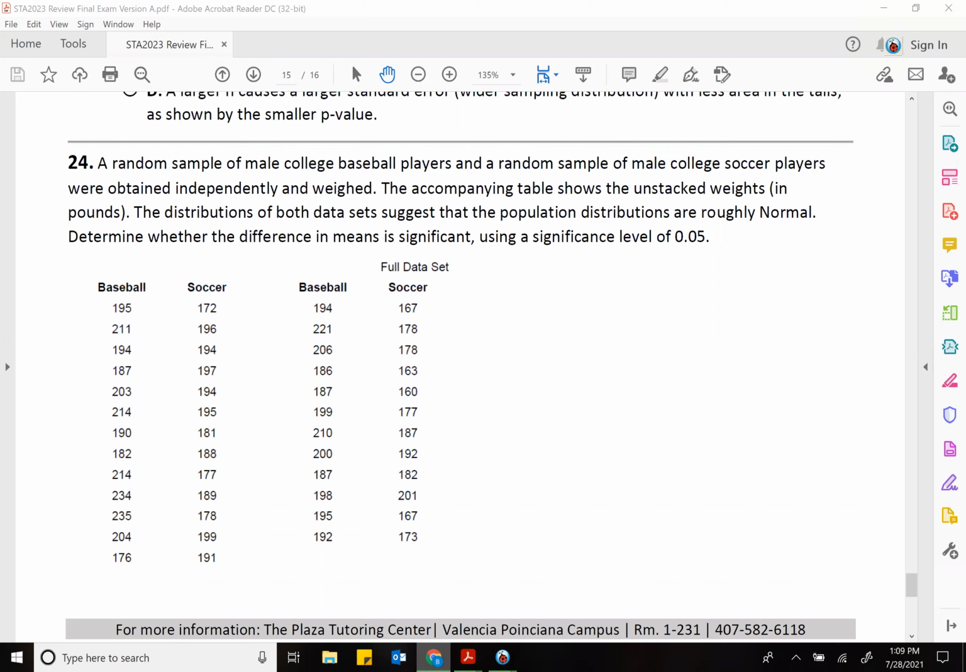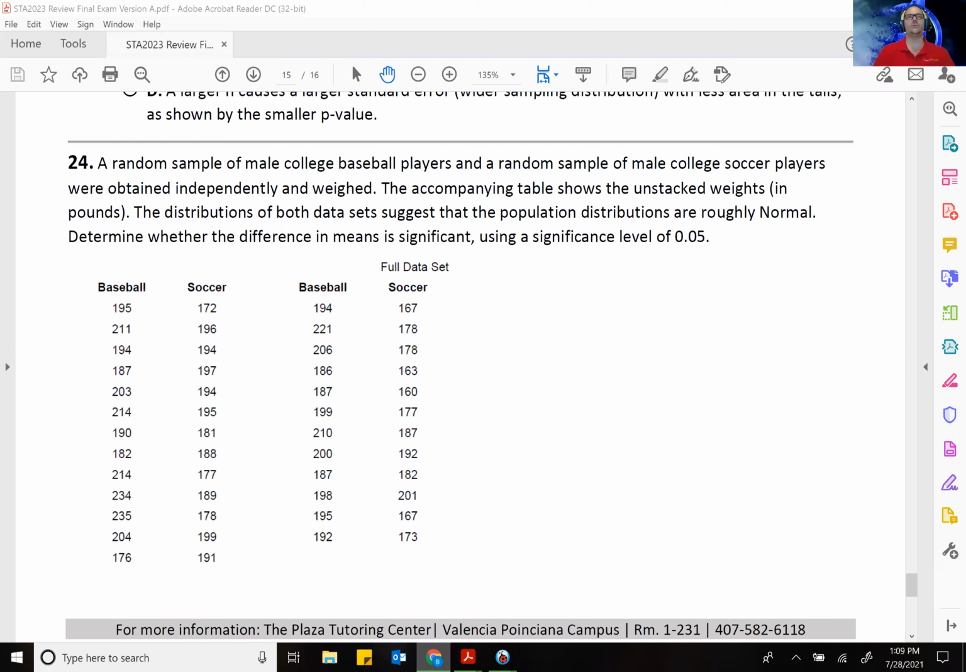Because it says they were obtained independently and weighed. Well, that's one thing we have to check no matter what. But also, in the example when you were teaching us, it was this one and it was independent. So the example I taught you, because it's independent, this one's automatic?